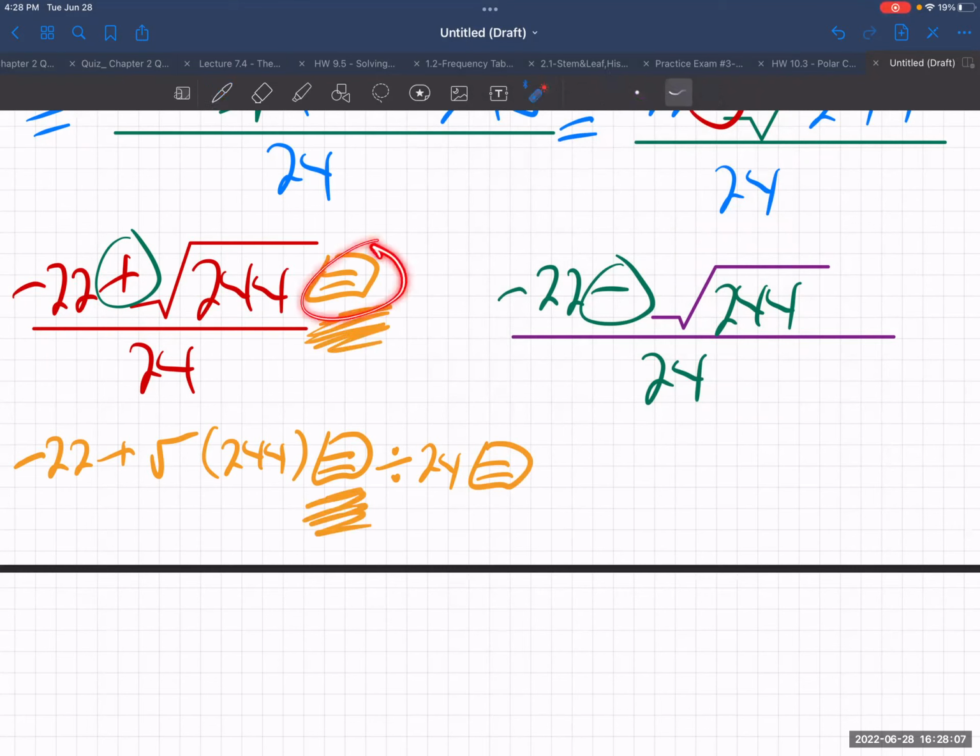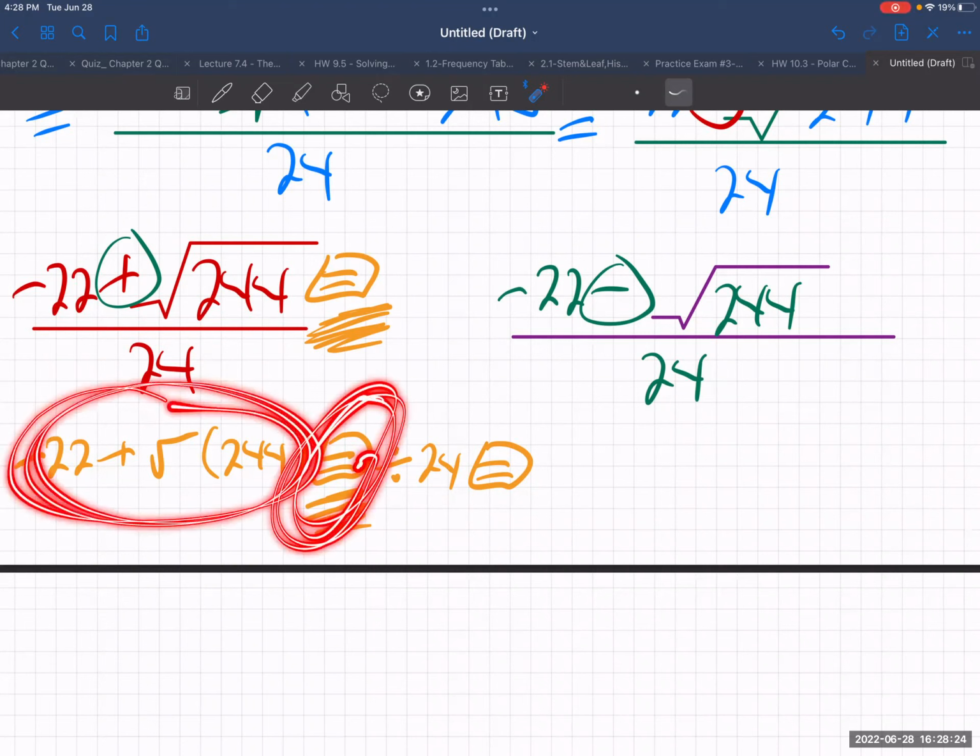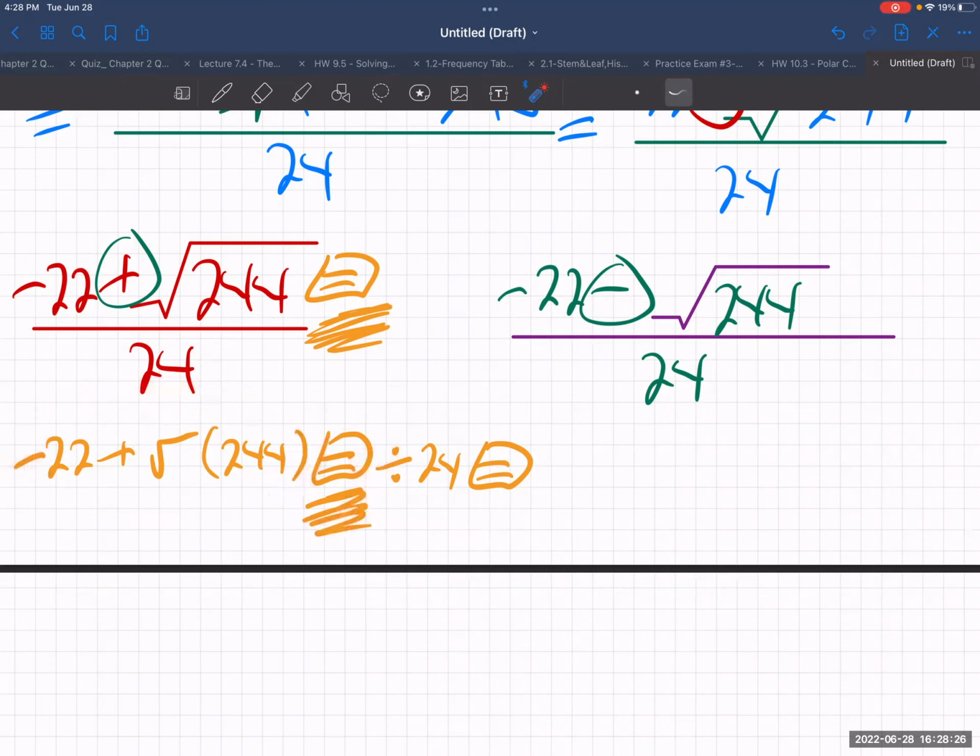If you don't hit that equals, and you just do the square root of 244 and then divide by 24, you're only going to divide that last number by 24. But look, the bar says the whole numerator should be divided by 24. So to get the whole, you hit the equals. Once you hit equals, it calculates that whole top, and then you divide the whole top by 24. Does that make sense? I'm going to do that right now.